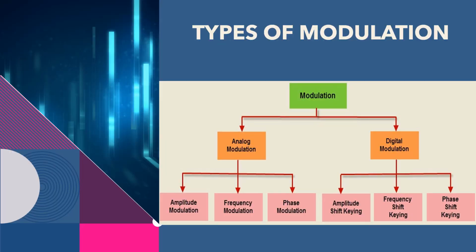Now I will discuss types of modulation. There are mainly two types of modulation: analog modulation and digital modulation. Then there are three primary types of analog modulation: amplitude modulation, frequency modulation, and phase modulation. Amplitude modulation varies the amplitude of the carrier wave while keeping frequency constant, and frequency modulation changes the frequency of the carrier in response to the message signal. Phase modulation alters the phase of the carrier wave. Each technique has distinct characteristics, advantages, and use cases, which we will explore in the next slides.